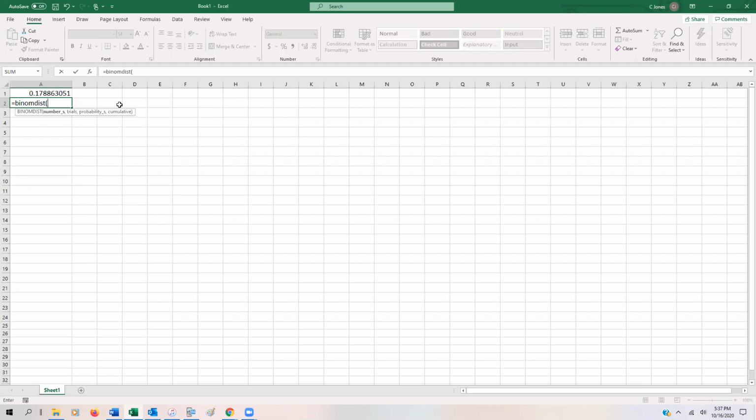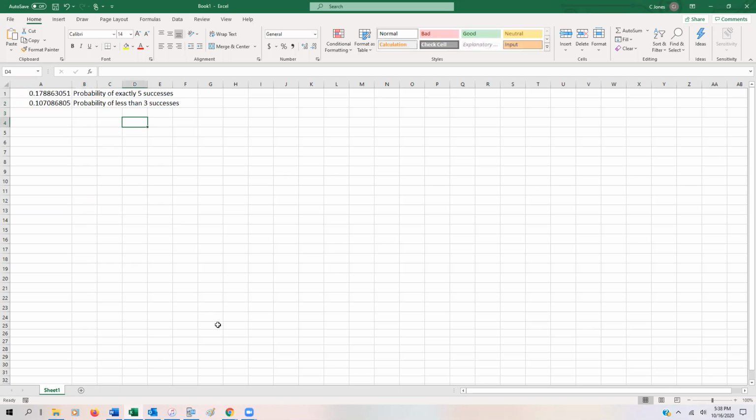This time we're going to type in 3 successes because we want less than 3. There are still 20 trials. The probability of success is 30%. And this time we're going to type in true. What this is going to do is figure out the probability and add all of them up really quickly. So this first one is the probability of exactly 5 successes. This one is the probability of less than 3 successes.